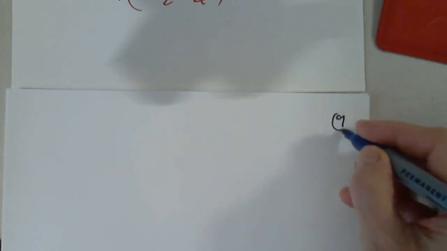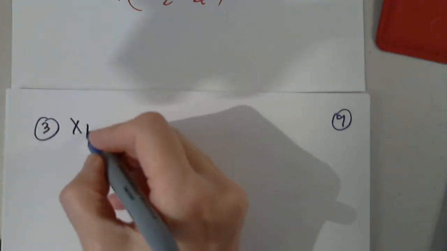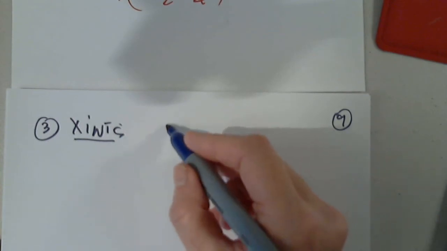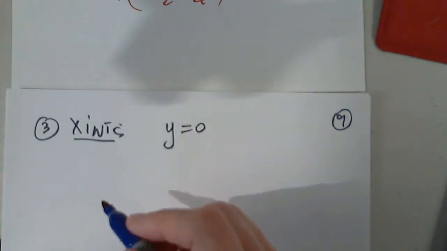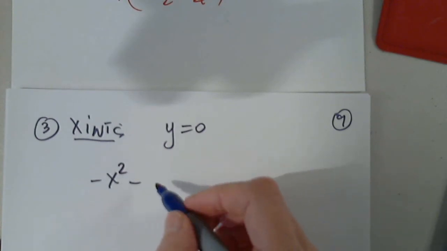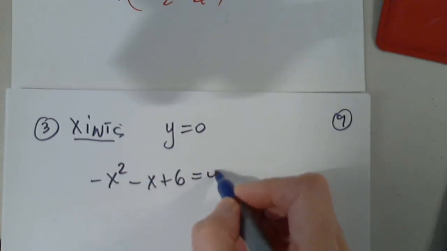Okay. So we have the coordinate of the vertex, so number 3, the x-intercepts. Well, we know that the x-intercepts are determined when y is 0. So then we have negative x squared minus x plus 6 equals 0.